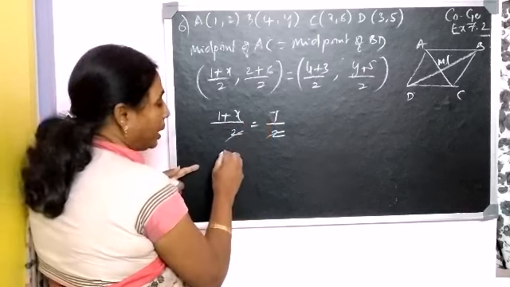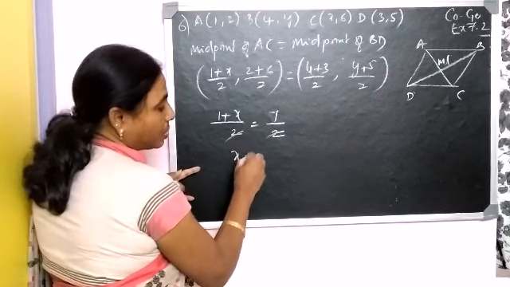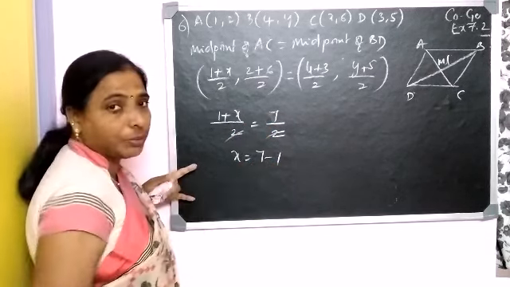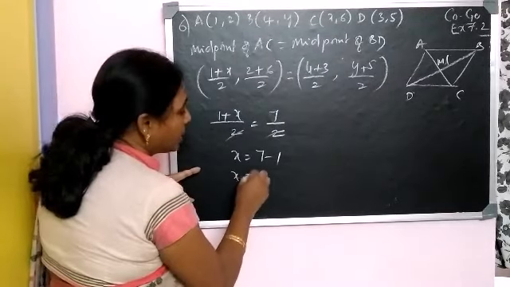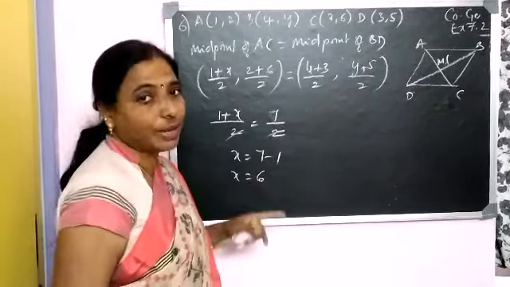Therefore, you take 1 plus x is equal to 7. Therefore x is equal to 7 minus 1. I brought it to the other side. So x is 6. Similarly, I have to find out the value of y.